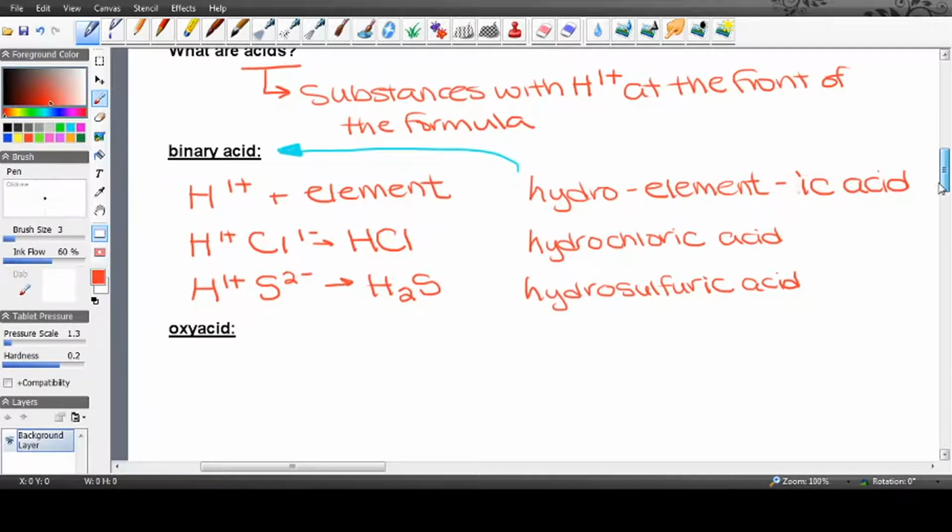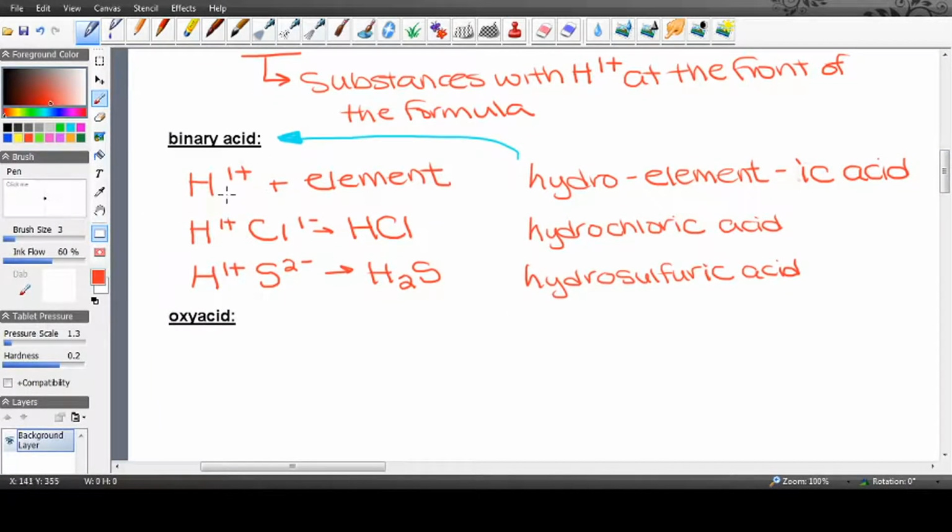Let's look at oxyacids. Now, hopefully you can tell by the oxy in the name that these are going to be hydrogens, because they're acids, bonded to something with oxygen in it. And guess what all had oxygen in them? Your polyatomic ions. So if you have hydrogen plus a polyatomic ion, you now have what we call an oxyacid. And we do not use hydro in the name. No hydro in the name.